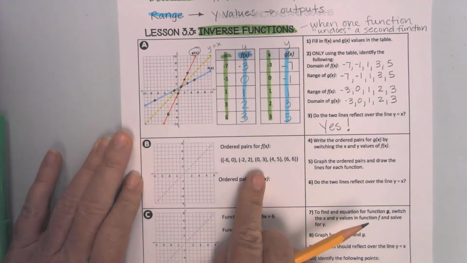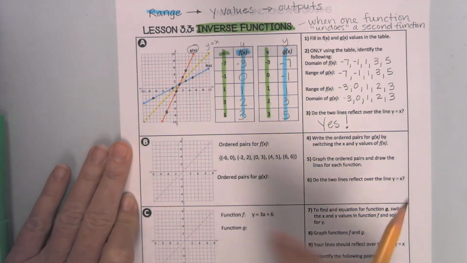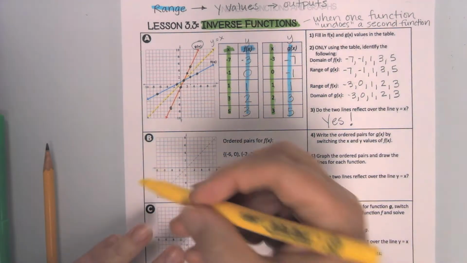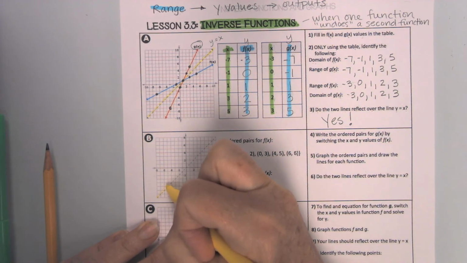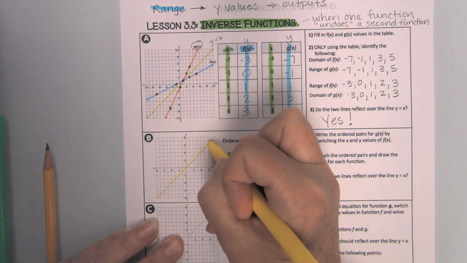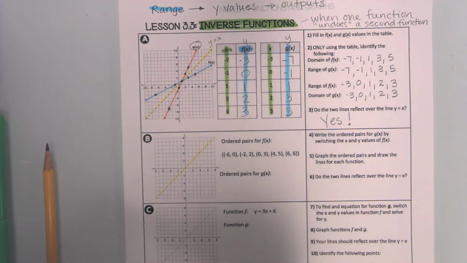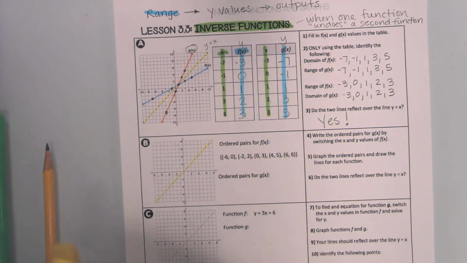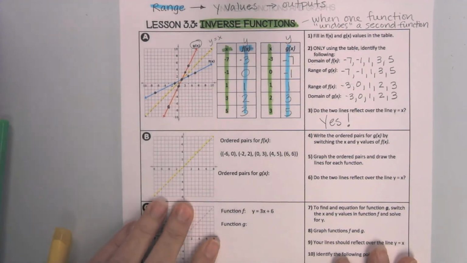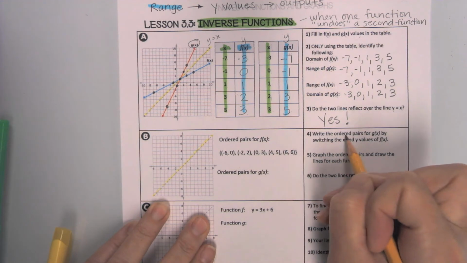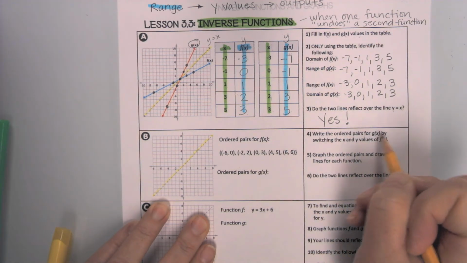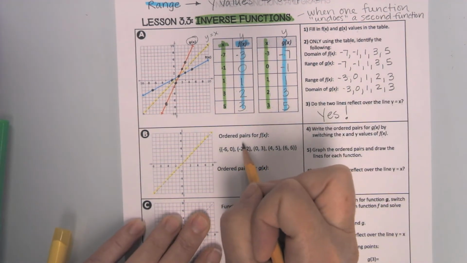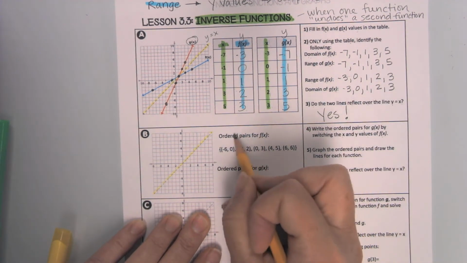The second way is to work with our ordered pairs. Now notice your paper has a very, very faint line of symmetry, which is y equals x. I purposely have it very light because I don't want you to confuse it with an actual line. This is just showing you where the flip happens. It's not normally a line on our graph. Okay, so write the ordered pairs for g of x by switching the x and y values of f of x.